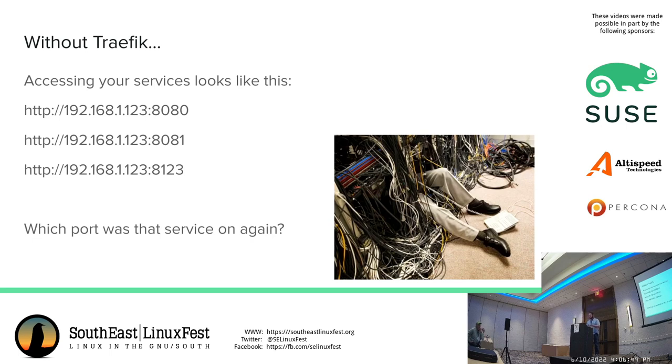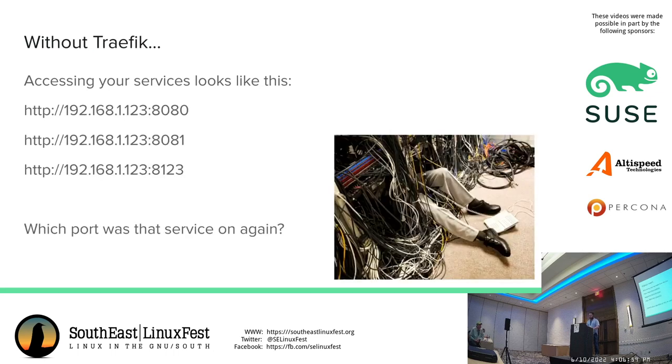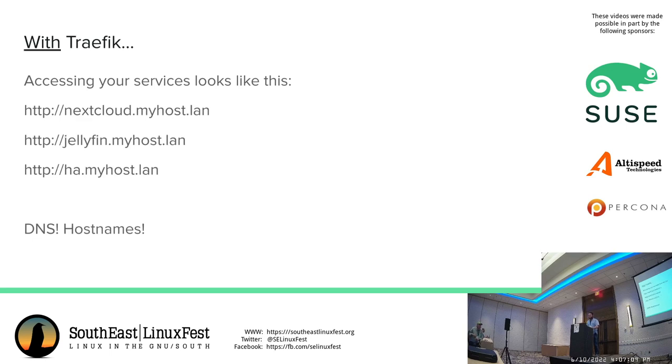I even put my network on a 10.x.x.x address range just to have fewer numbers to type when I started out. So yeah, you have stuff like 192.168.1.123, port 8080, 8081, 8182, 8123, whatever. But with Traefik, you can use DNS and assign host names and subdomain names to each of your services and go directly to that without having to remember any of the numbers. You don't have to remember the ports. You do have to remember the name of the service, of course, but that's easier than IPs and ports.